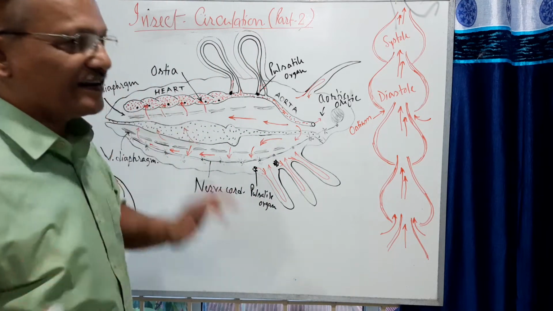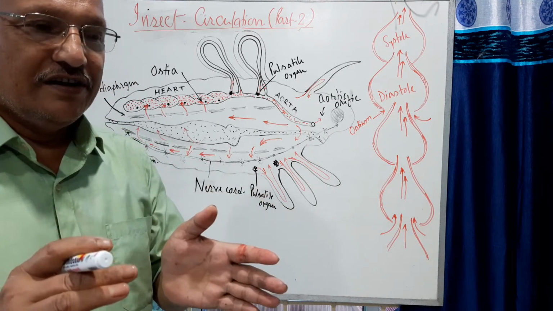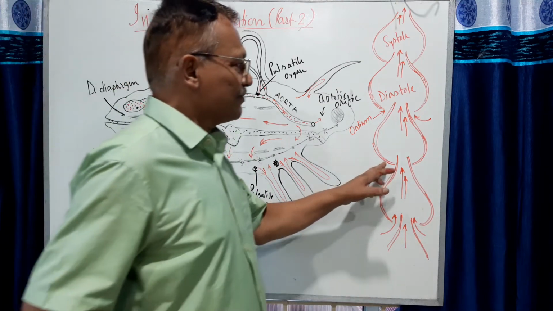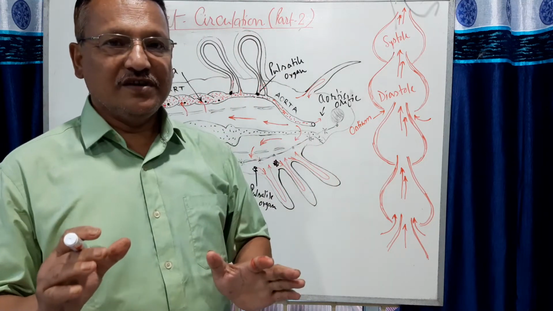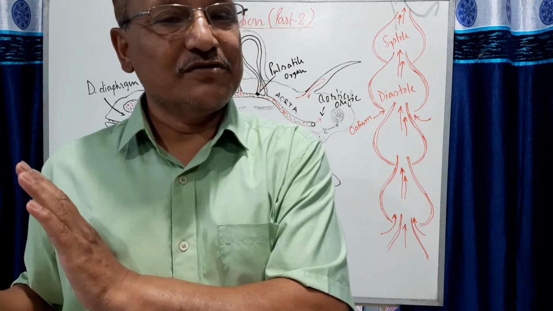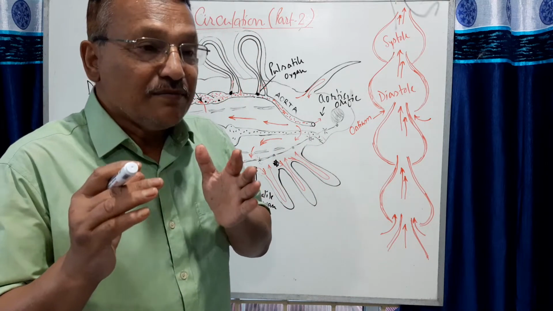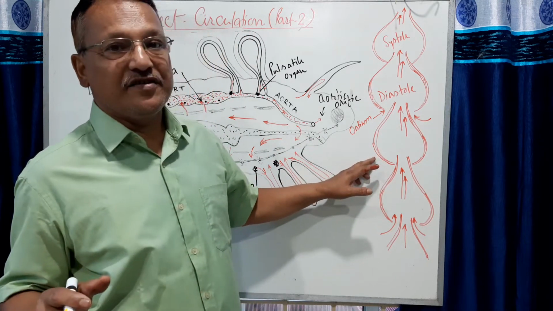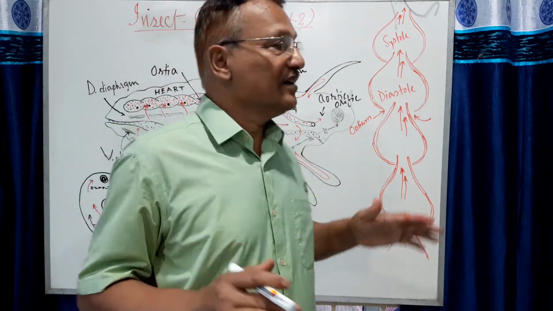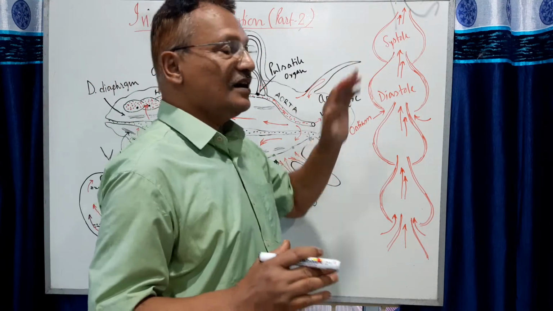So anyway, this heart is a contractile structure, with contraction and relaxation. Contraction and relaxation are assisted by two muscles. The heart itself consists of heart muscles, and the heart is also connected with some secondary muscles. When the heart muscles, that means the muscles forming the wall of the heart or dorsal vessel, contract, systole happens. That means contraction of the heart muscle.